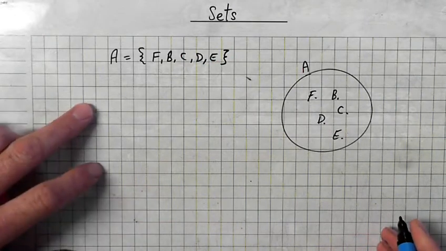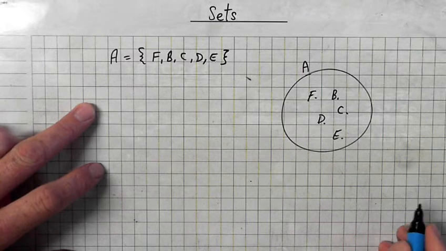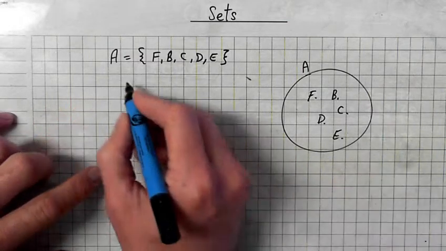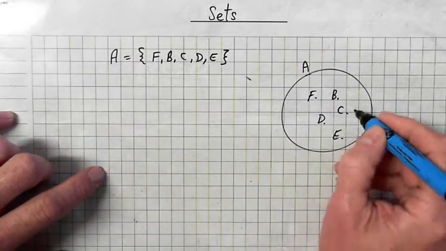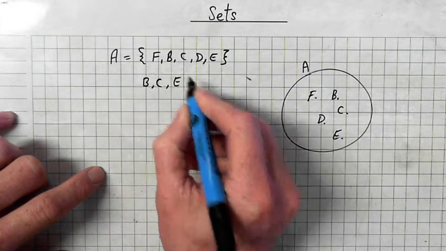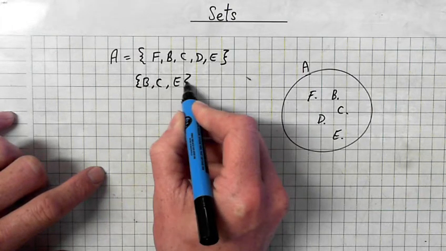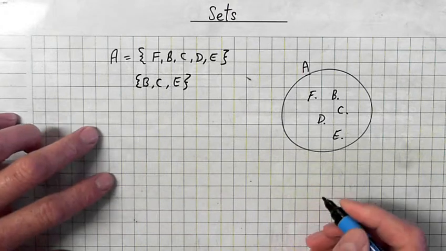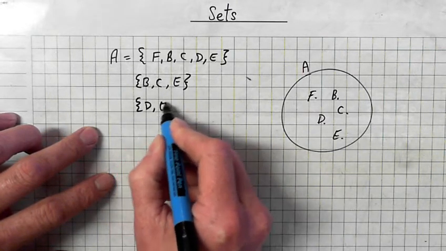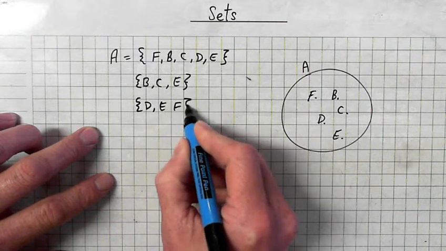Can you list a subset? Any subset? B, C, and E. B, C, and E is a subset. So we'll call that B, C, and E. Can you name another one, Sammy? D, E, F. D, E, and F is a subset.